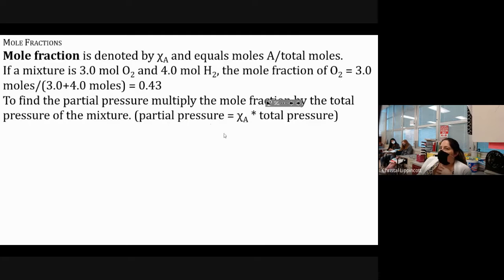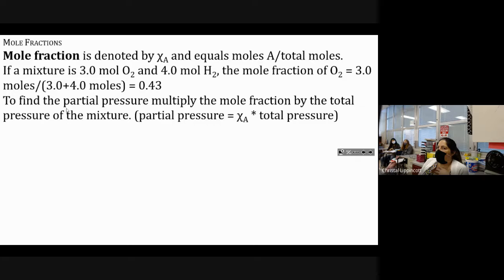All right, mole fraction, we've talked about those before. It's just part over the whole. So if you have moles of gas and you have a whole sample of gas, the fraction would be the part divided by the total number of moles of gas. So if we had 3 moles of oxygen and 4 moles of hydrogen, and you wanted to know the mole fraction of the oxygen, it would be 3/7. Part over the whole.